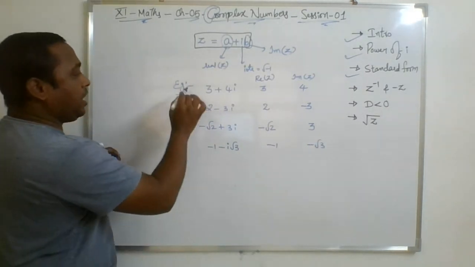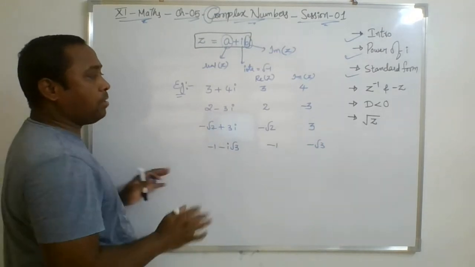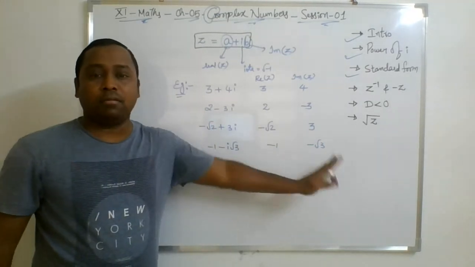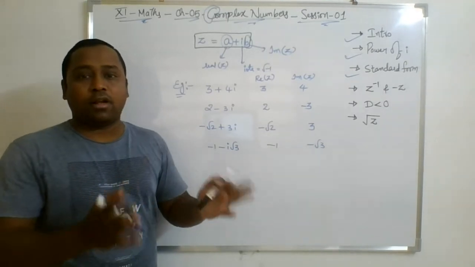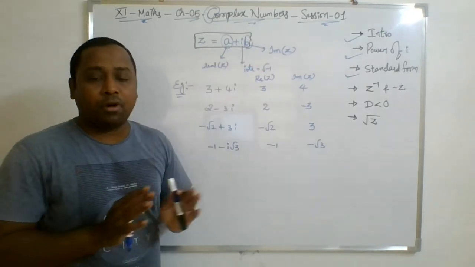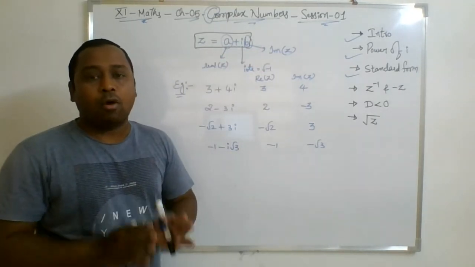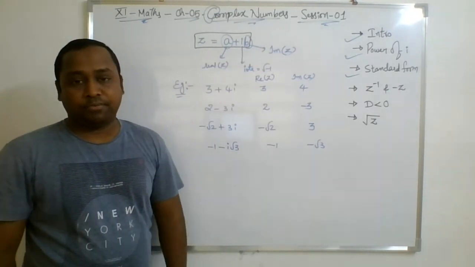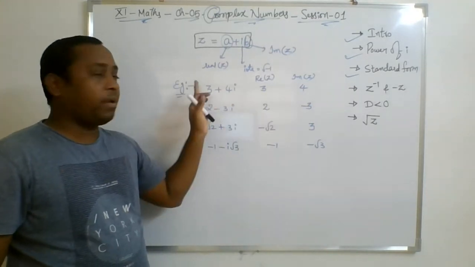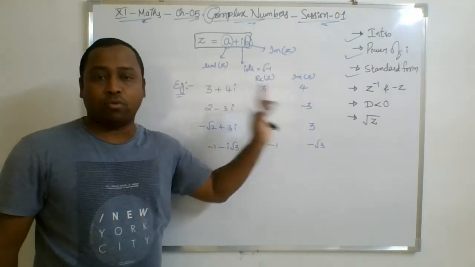So in every complex number there are basically two parts, the real part and the imaginary part. If you combine them with iota, it forms a complex number. Getting it? So vice versa, these two together form a complex number, and from a complex number these two parts are obtained.